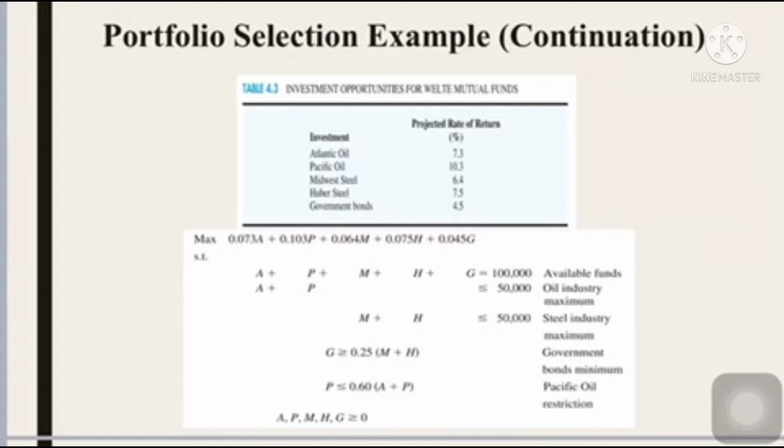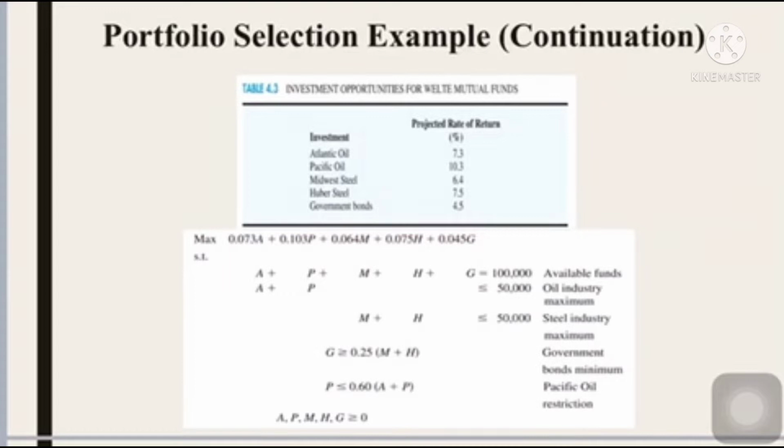The constraint specifying investment of the available $100,000 is A + P + M + H + G = 100,000 available funds. The requirements that neither the oil nor the steel industry should receive more than $50,000 are A + P <= 50,000 and M + H <= 50,000. The requirement that government bonds be at least 25% of the steel industry investment is expressed as G >= 0.25(M + H). Finally, the constraint that Pacific Oil cannot be more than 60% of the total oil industry investment is P <= 0.60(A + P).